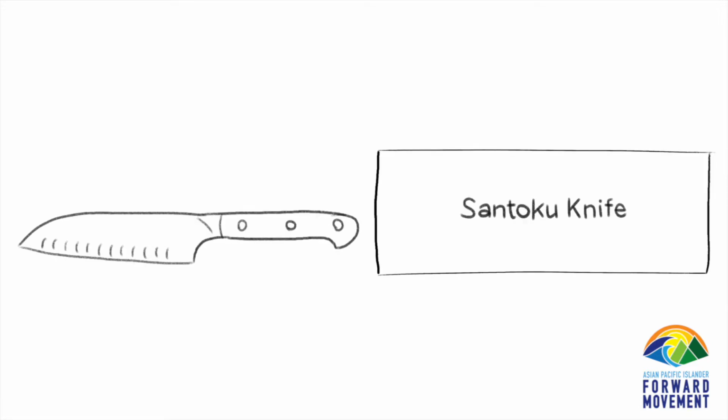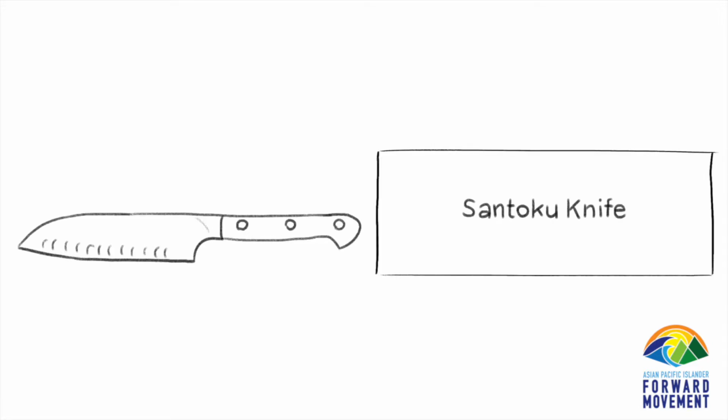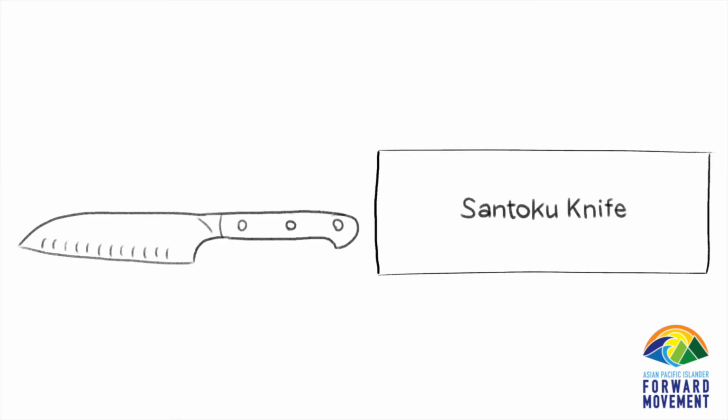This style of blade prevents food particles from sticking to the blade and also allows a reduction in friction. As a result, you can get an easier and faster chopping motion with this knife. Santoku knives are also used for chopping, dicing, and slicing food into more narrow or fine pieces.